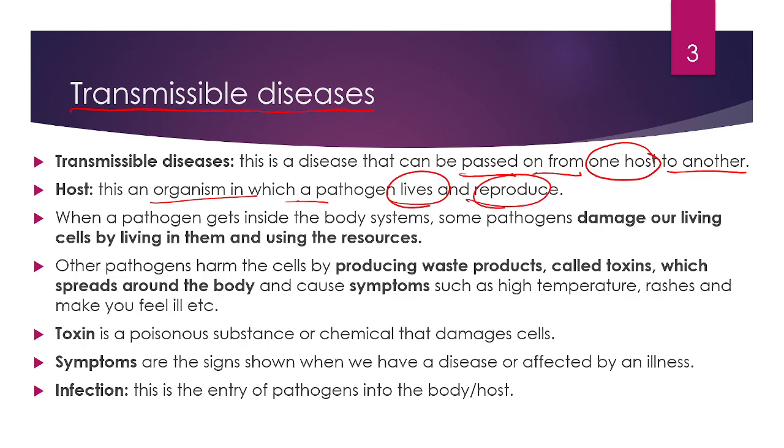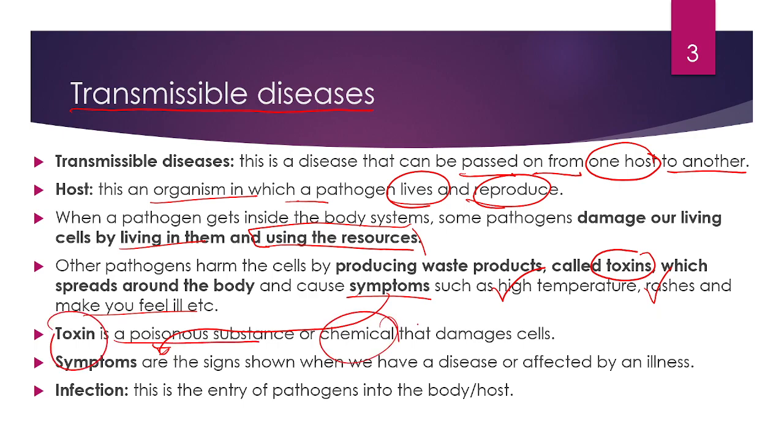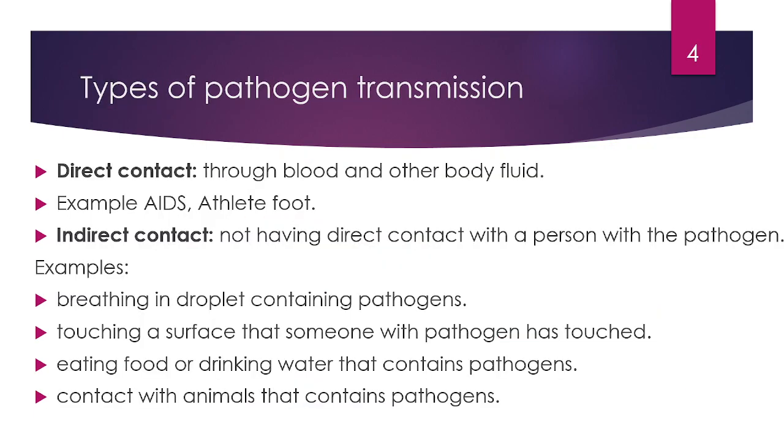When a pathogen gets inside the body system, some pathogens damage our living cells by living in them and using the resources. Other pathogens harm the cell by producing waste products called toxins, which spread around the body and cause symptoms. But what are symptoms? Symptoms are signs that you have a disease or you're affected by illness, which could usually be high temperature, rashes, or anything that makes you feel ill. A toxin is a poisonous substance or chemical that damages our cells, and infection is the entry of pathogens inside the body or a host.